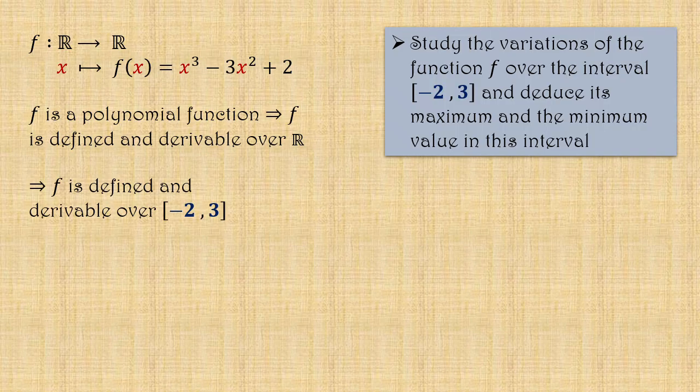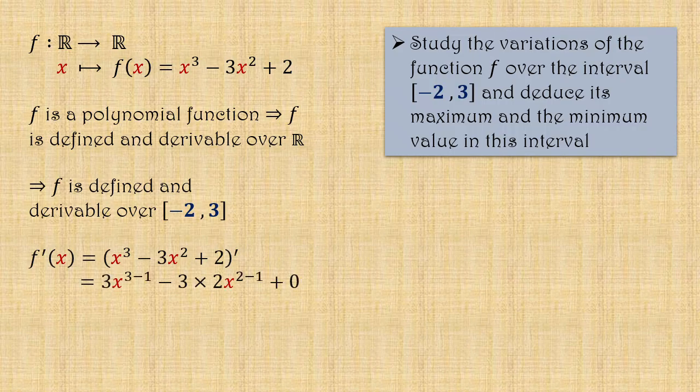As for its derivative, f prime of x, it equals the derivative of x cubed minus 3 times x squared plus 2, which equals the derivative of x cubed, which is 3 times x to the power of 3 minus 1, minus 3 times the derivative of x squared, which is 2 times x to the power of 2 minus 1, plus the derivative of the number 2, which is obviously equal to 0. Hence f prime of x equals 3 times x squared minus 6 times x.